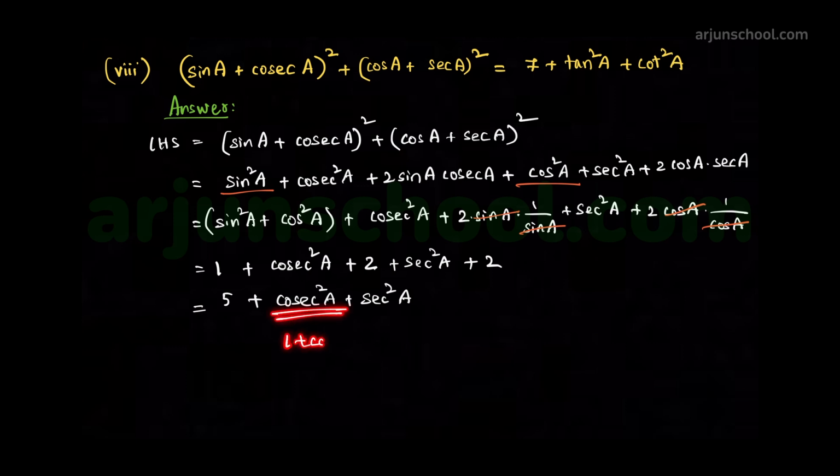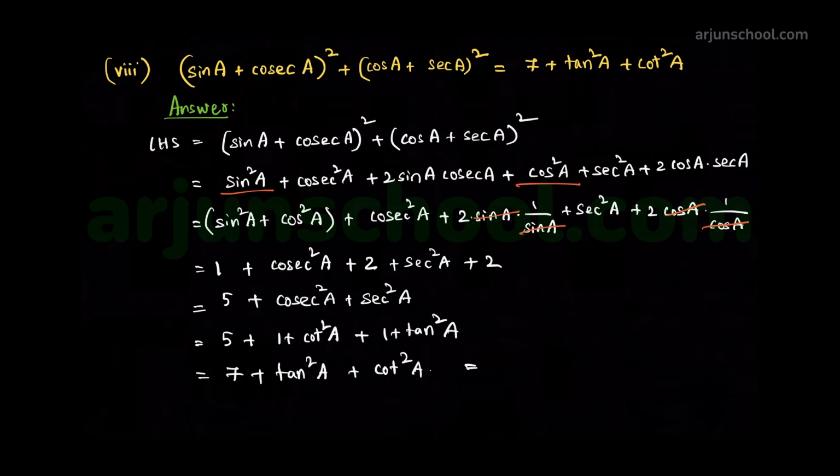Cosecant square A can be written as 1 plus cot² A and secant square A can be written as 1 plus tan² A. That implies LHS is equal to 5 plus 1 plus cot² A plus 1 plus tan² A. Let us add the constants and rearrange the terms. That implies LHS is equal to 5 plus 1 plus 1 is 7, 7 plus tan² A plus cot² A. That is equal to RHS. Therefore, we have proved that sin A plus cosecant A whole square plus cos A plus secant A whole square is equal to 7 plus tan² A plus cot² A.